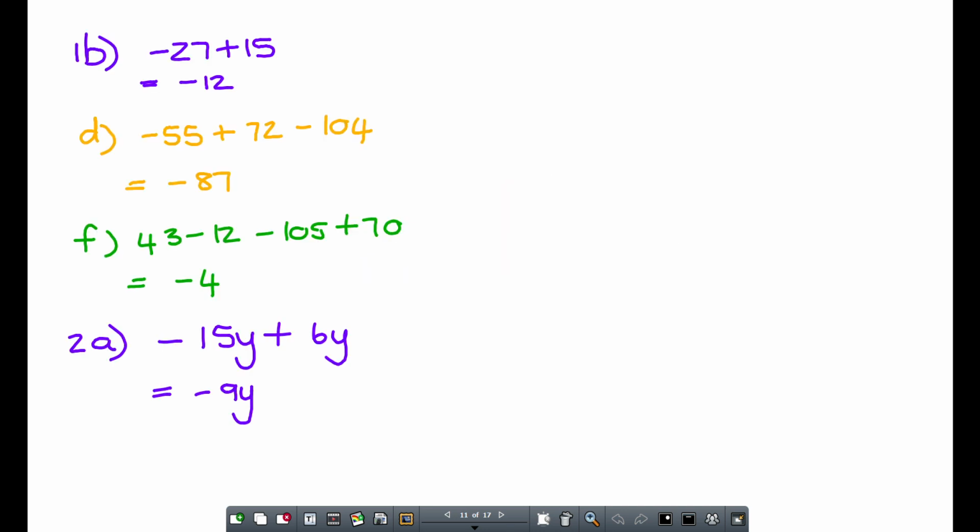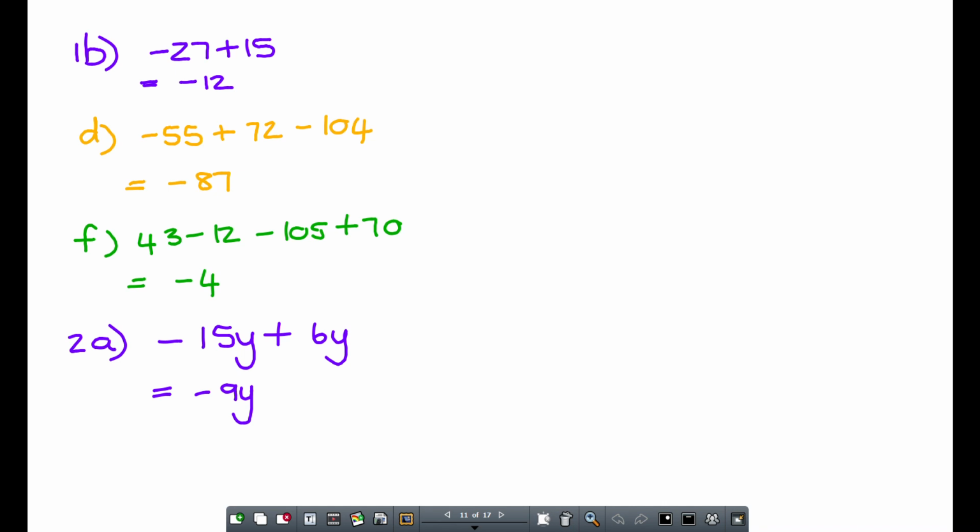Okay, so at 1B, they said we had to calculate, and because they were both just normal adding and subtracting, I could go from left to right. So your answer at B would be minus 12. Then at D, again, adding and subtracting, so we just go from left to right, and minus 55 plus 72 minus 104 will give you minus 87. If you maybe had an added step in between, it won't be wrong, okay?